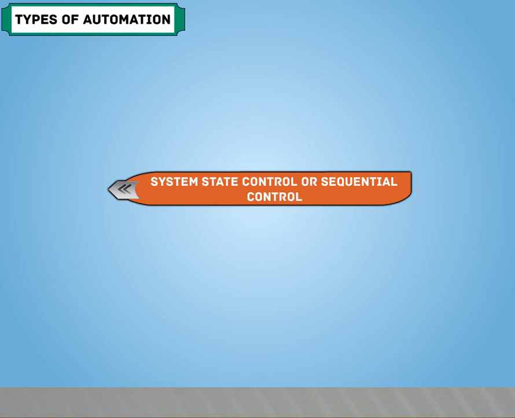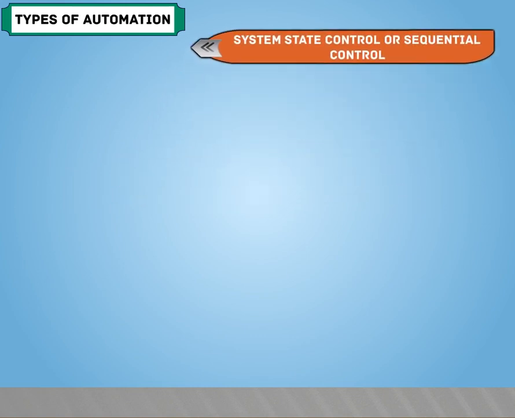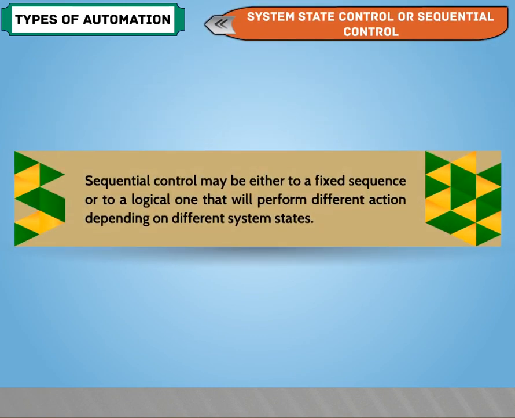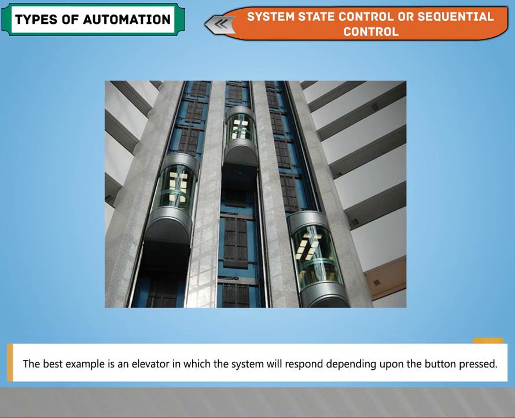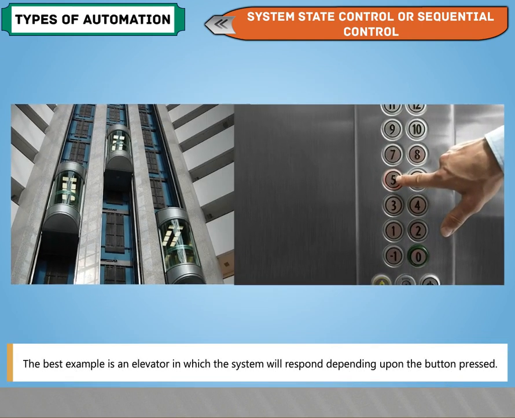System state control or sequential control. Sequential control may be either to a fixed sequence or to a logical one that will perform different actions depending on different system states. The best example is an elevator in which the system will respond depending upon the button pressed.